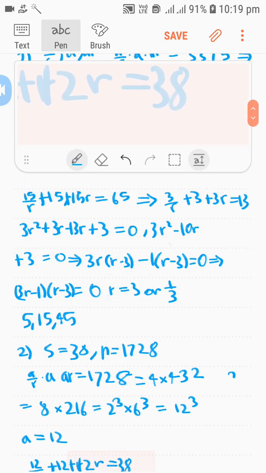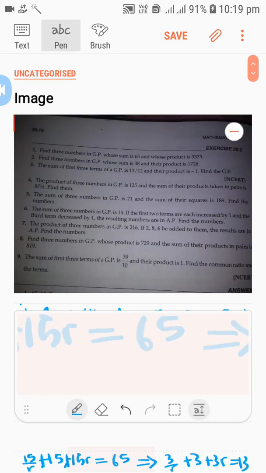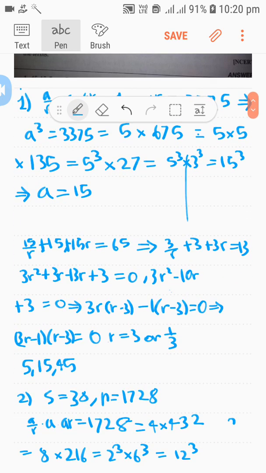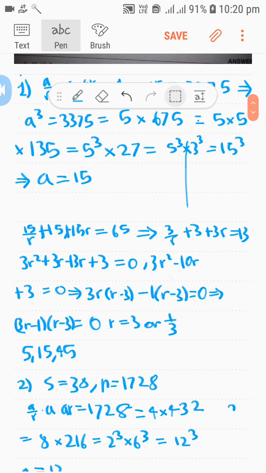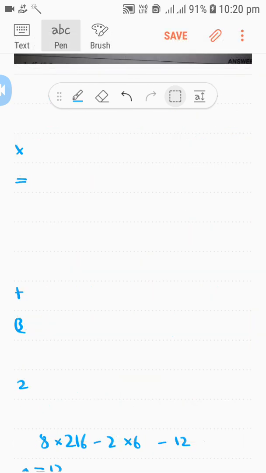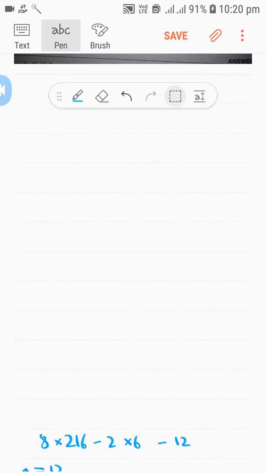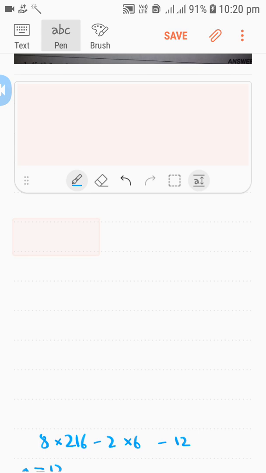Okay, let's just put this somewhere nice. Which question was this one? Okay, this is the fifth question. Let's move on to the sixth question. The sum of three numbers in GP is 14. If the first two terms are each increased by 1 and the third term. You know what? I think I just want to erase some stuff right now. So I will erase all this mess. Yeah, just delete this. And similarly this. Alright, so open this thing, just move it down. That's nice, ready to go.